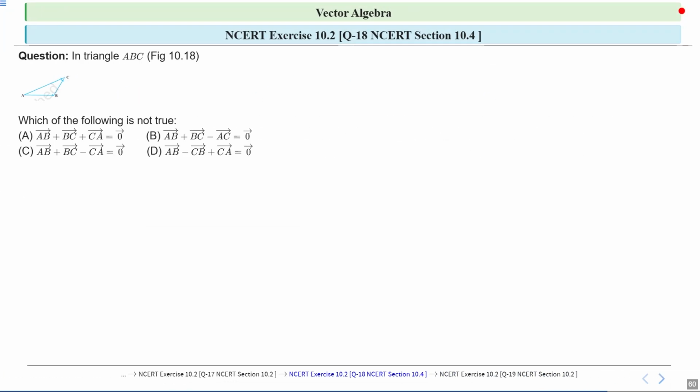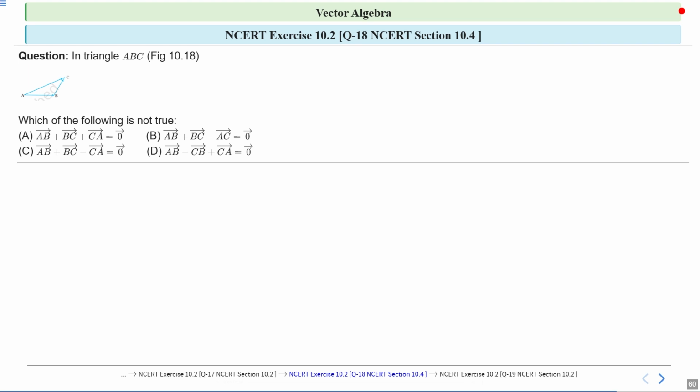Right, let's move to the next part in NCERT exercise 10.2, question number 18, which says in triangle ABC, figure 10.18, which of the following is not true? We have four options: Option A, AB vector plus BC vector plus CA vector is equal to 0 vector. Option B, AB vector plus BC vector minus AC vector is equal to 0 vector. Option C, AB vector plus BC vector minus CA vector is equal to 0 vector. And option D, AB vector minus CB vector plus CA vector is equal to 0.